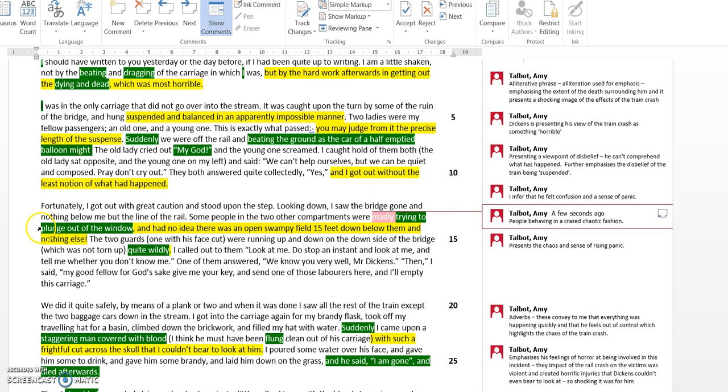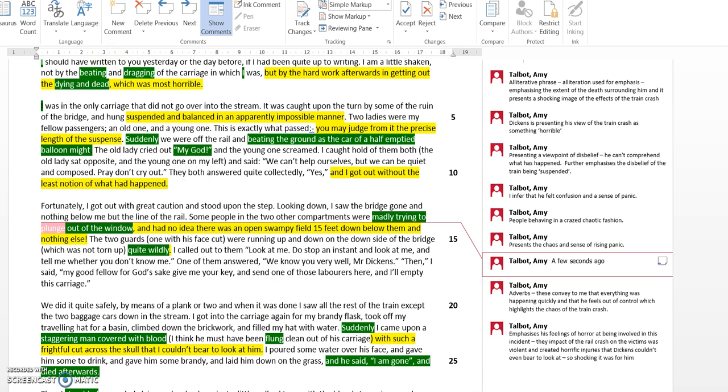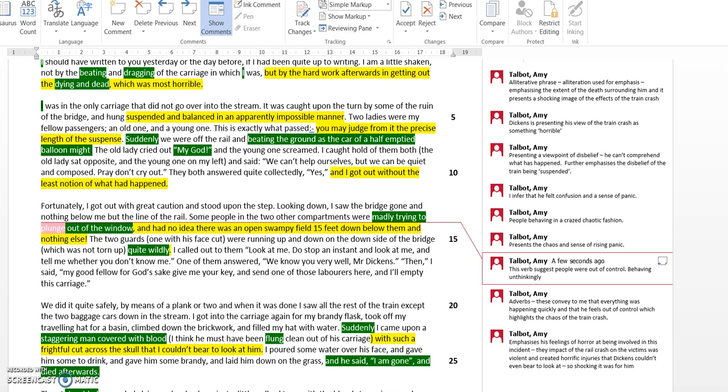And also this word plunge out of the window. So here we've got the verb plunge, and that suggests to me that people were really out of control. Out of control. Sort of behaving unthinkingly as a result of the chaos of the train crash.